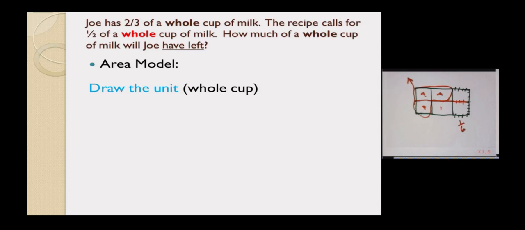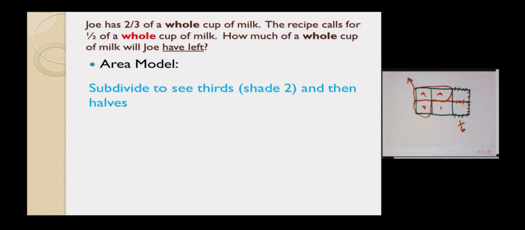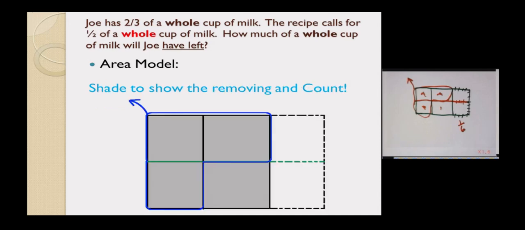See, I have to zoom through the rest of this. So we did the subdividing to see the thirds, and we shaded 2 of those, or paid attention to 2, or got rid of the other part that is not involved, and then shaded to show what was being removed, and just count to see that there's 1 left over.